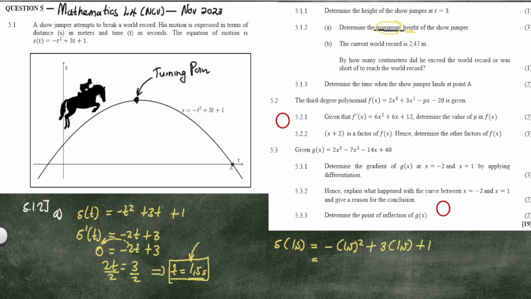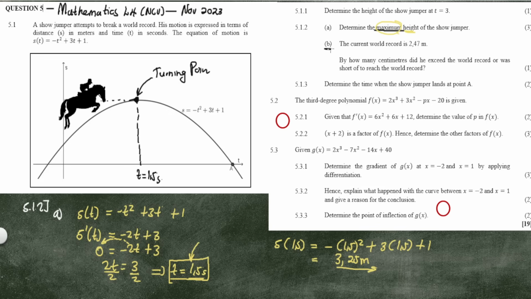Minus open bracket 1.5 squared plus 3, 1.5, plus 1, equal to, I'm getting an answer of 3.25 meters. So this is the maximum height, right? So the maximum height is reached at t equal to 1.5 seconds. What is the maximum height? We calculate here now, 3.25 meters.